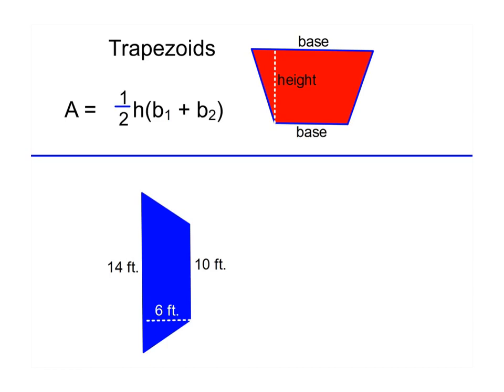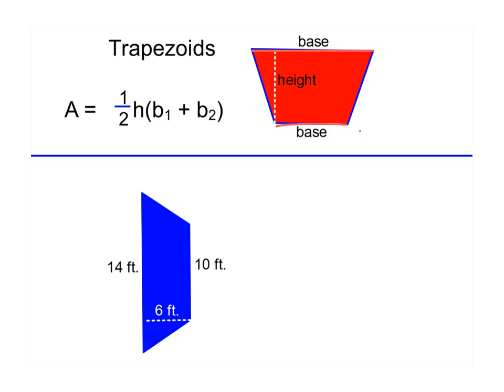Okay, and our third shape that we're going to be talking about is a trapezoid. A trapezoid is a two-dimensional figure that has one set of parallel sides. So the parallel sides are referred to as the bases. Okay, you can see this trapezoid, it looks like the top and the bottom are called the bases or the parallel sides.